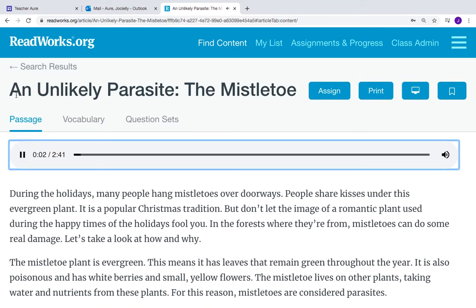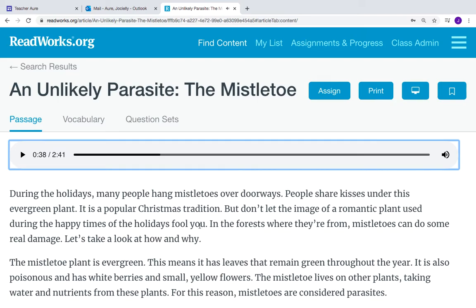An Unlikely Parasite, the Mistletoe, by Readworks. During the holidays, many people hang mistletoes over doorways. People share kisses under this evergreen plant. It is a popular Christmas tradition. But don't let the image of a romantic plant used during the happy times of the holidays fool you. In the forests where they're from, mistletoes can do some real damage. Let's take a look at how and why.